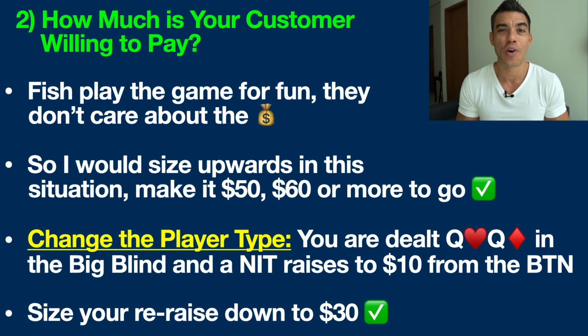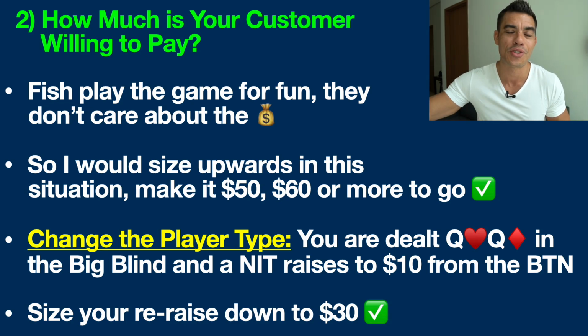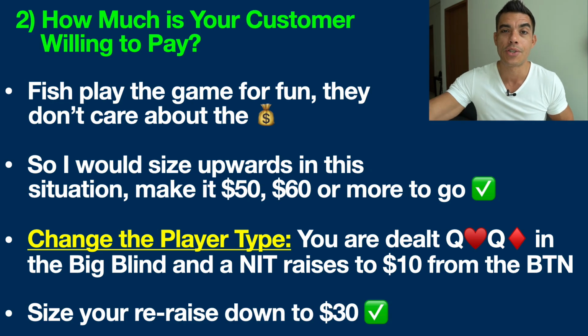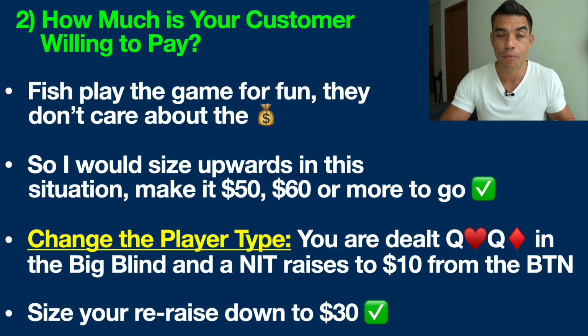If you just followed solver programs or listened to poker gurus, they would have you raising to the same size versus both opponents here, and we already know that versus the recreational player who's willing to pay a lot more, we would simply be leaving money on the table if we only made it $30 versus that player type. And on the flip side, if we tried to make it $50 or $60 versus the nit player type here, that would also be incorrect because that player would likely fold their hand too much.